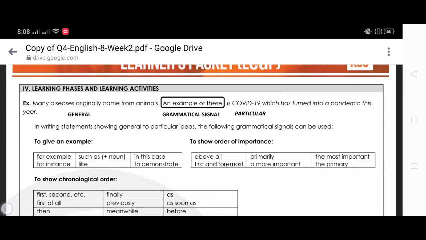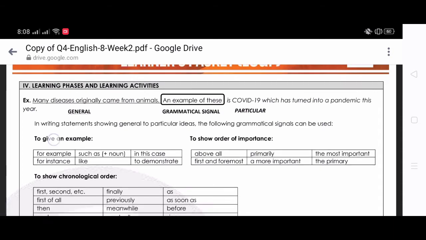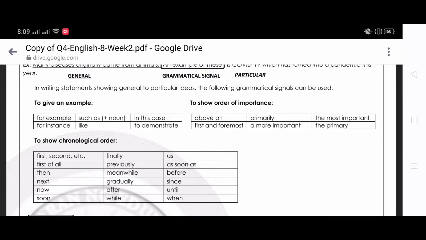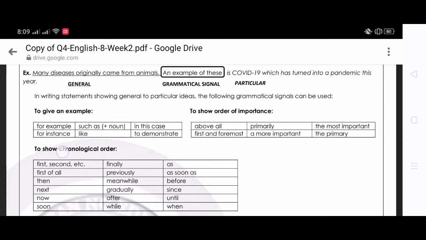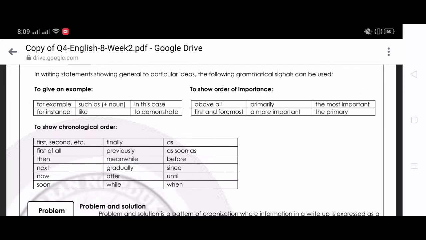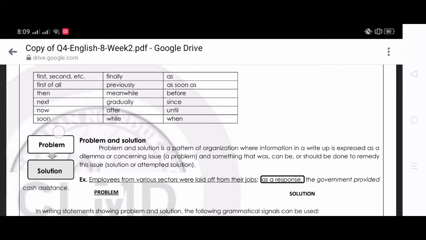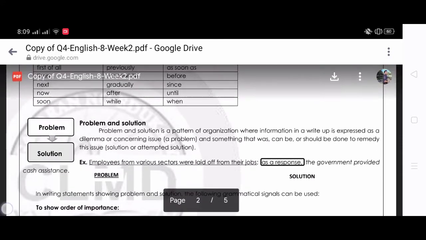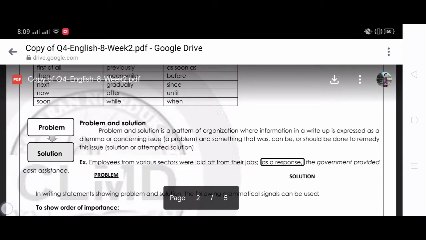Sa general to particular, ito yung mga words or grammatical signals na pwedeng gamitin para magpakita ng example. Okay? For example, ayan, for example. For instance, in this case, such as, ayan, yun yung mga pwedeng gamitin na words or grammatical signals, or transitional devices para magpakita na ang isang sentence or isang idea or isang essay actually ay nagpapakita ng general to particular.